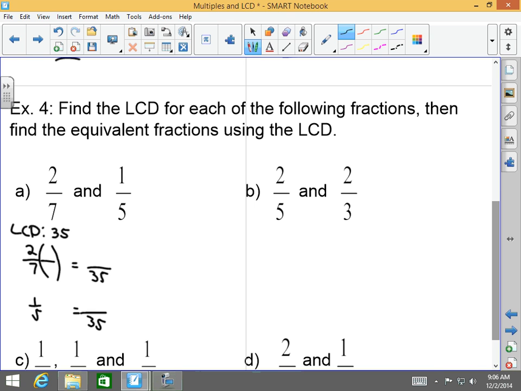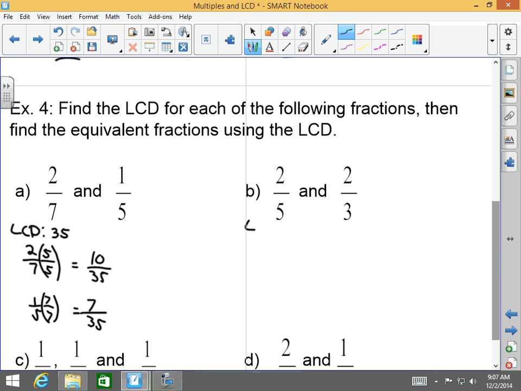So what did I multiply to the 7 to get to 35? 5, so I must multiply 5 to the numerator as well. Good. So what is my new equivalent fraction? 10/35. Good. What did I multiply to 5 to get to 35? 7. So what must I multiply to the numerator? 7. So what is my new equivalent fraction? 7/35. Excellent. Does that make sense, gentlemen? Now from here we can add, okay? That's what we're going to do in our next lesson.